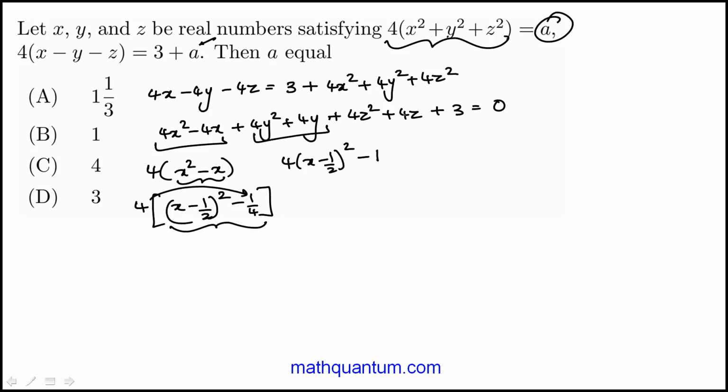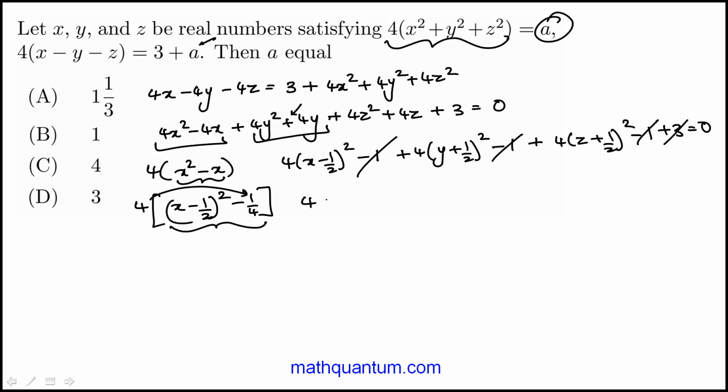We're going to use the same approach here, and here you will end up with y plus half square instead of x minus half, because this is a plus. And then we'll have a minus 1 again. And we do the same thing with the z term. Plus half square minus 1 plus 3 equal to 0. Now you'll notice that these all drop out, and we end up with this equation.